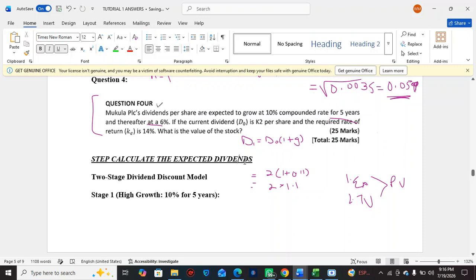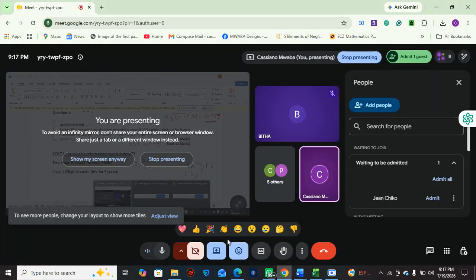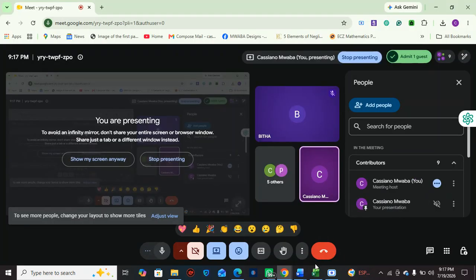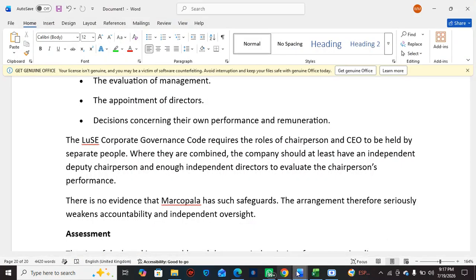Yes. So I was saying, have you seen this formula here? D1 equals D0 (1 plus g). Here we are calculating the expected dividends. Since the dividends are growing at a 10% rate, we want to know what dividends will be paid out in the future. We just want to find out how much the dividends will be in the future. That's what the expected dividend is. So this is how you do it.